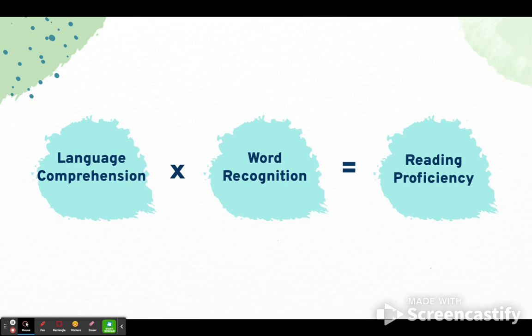Just like any basic multiplication problem, you can't make up in one category for the other. If you are great in oral comprehension, but you are lacking in skills of word recognition, it will not improve or compensate for your reading proficiency.